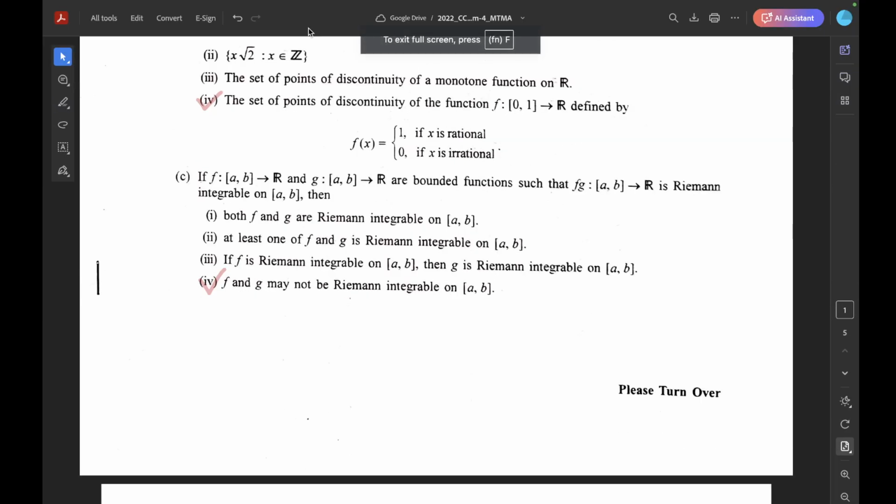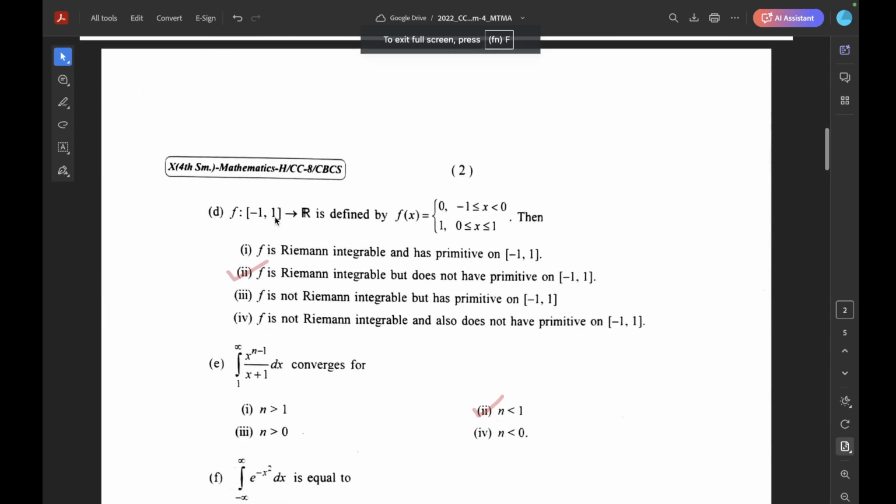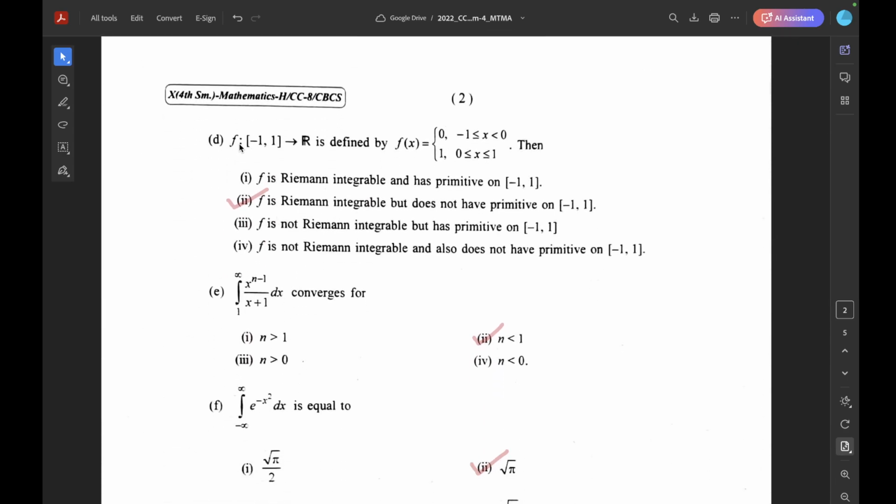Next question, D. f maps from the closed interval [-1, 1] to R and is defined by f(x) equal to 0 for -1 less than or equal to x less than 0, and f(x) equal to 1 for 0 less than or equal to x less than or equal to 1. Then the correct option: A, f is Riemann integrable but does not have a primitive on the closed interval.